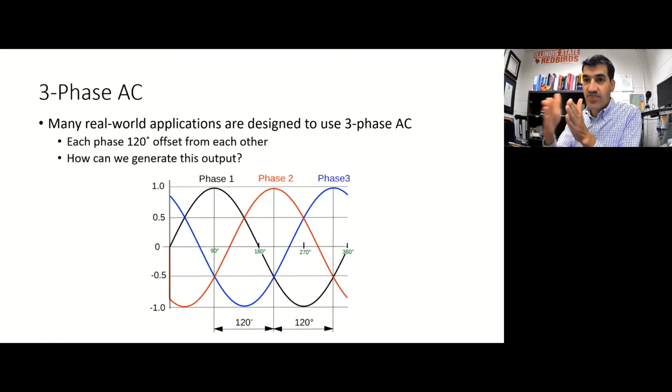So 1/3 of a rotation, you have the next phase that has a peak. So 120 degrees after phase 1 has a peak, phase 2 has a peak. And then 120 degrees after that, phase 3 has a peak. And then it would repeat. Phase 1, then phase 2, then phase 3, and so on and so forth. This is really, really common, like I said.